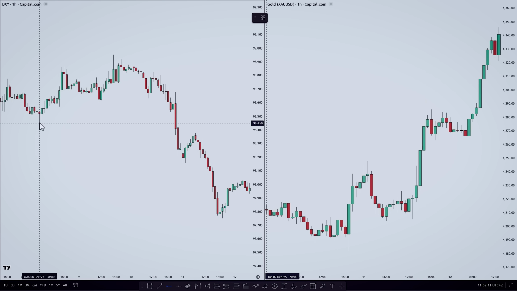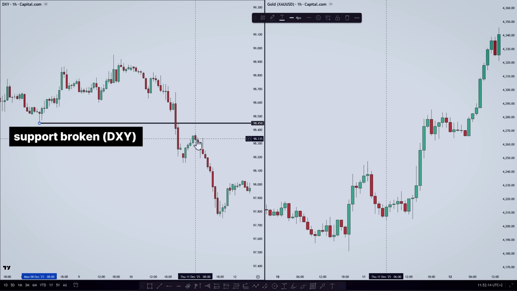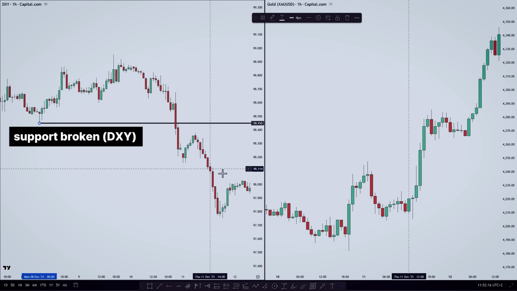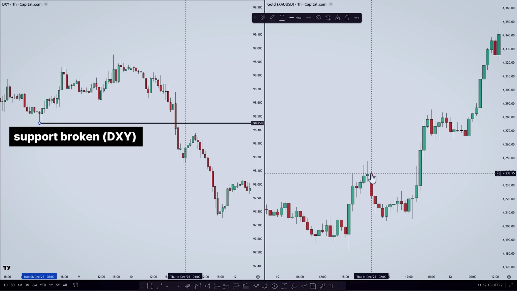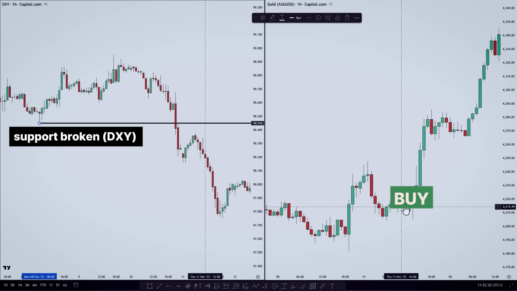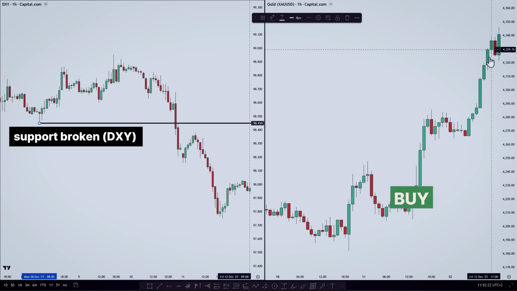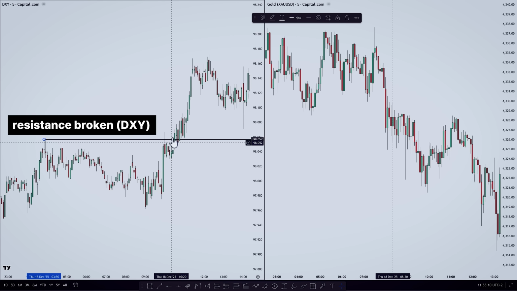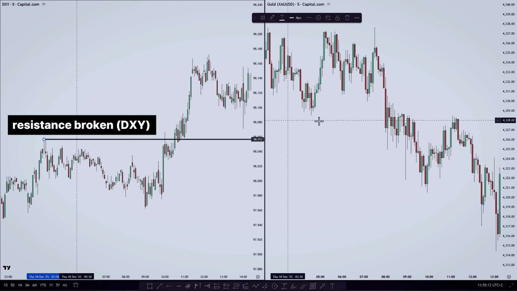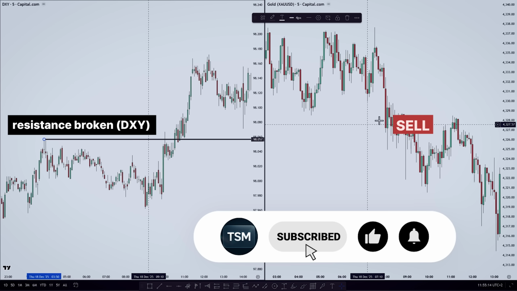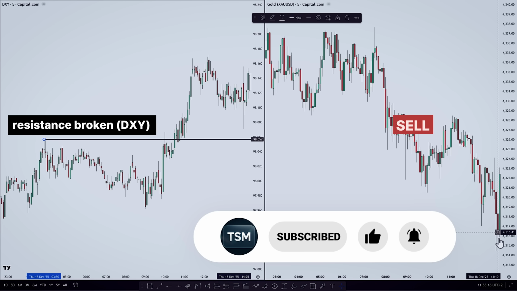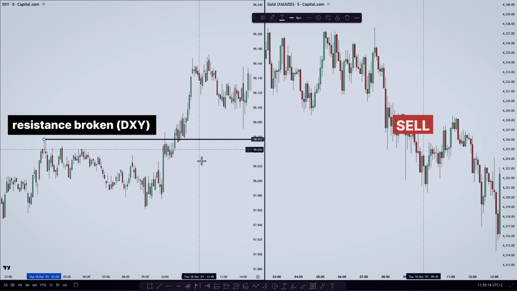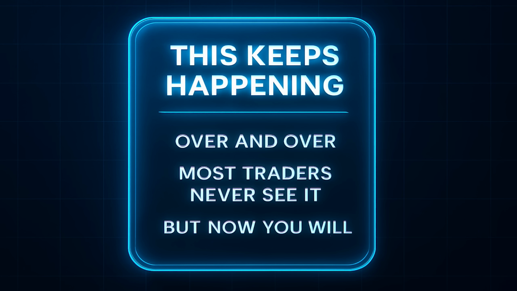Watch this. Dollar index breaks below this support level right here. I flip to gold immediately and wait for a small dip back and enter there. Easy 50 pips. Same setup, different day. Dollar index breaks above resistance. I flip to gold market and enter short. Another winner. This keeps happening over and over, and most traders never see it coming.